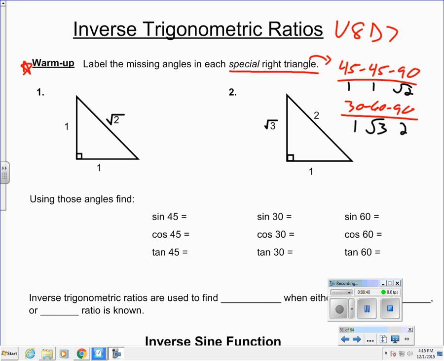So using what we learned with the special right triangles, we're going to label the missing angles in each one of these triangles. For number 1, look at this triangle, see that two sides are the same. That means it's a 45-45-90. Follows that pattern, 1, 1, square root 2. So both our missing angles are 45 degrees.